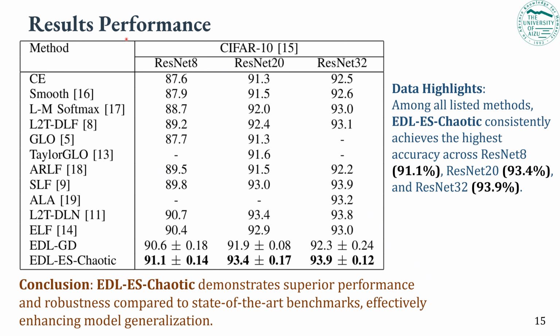Finally, we evaluate downstream classification performance. On CIFAR 10, EDL with chaotic mutation achieves the best results among the listed methods. This result shows that the loss learned from synthetic probability space supervision can transfer to real image classification.